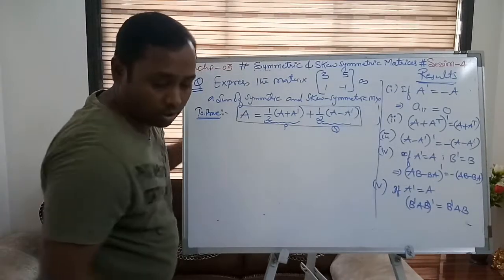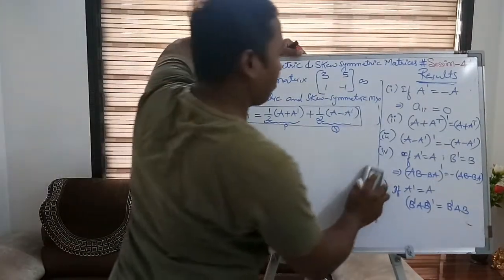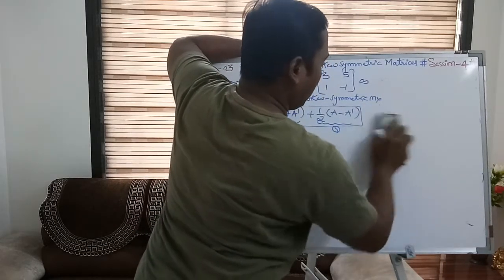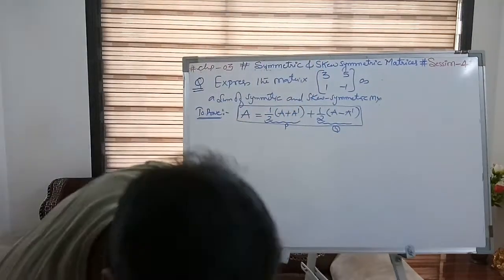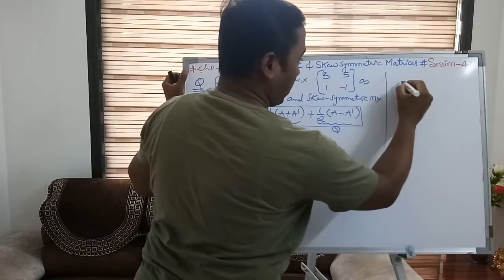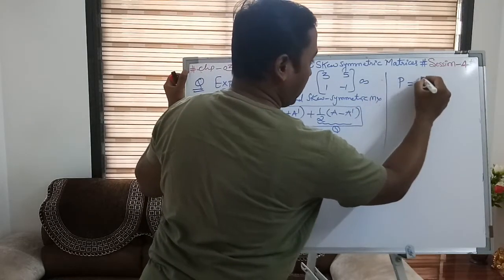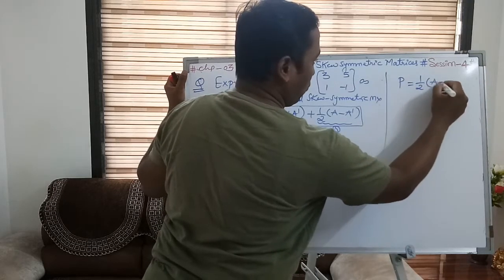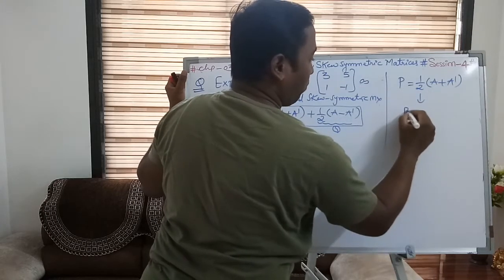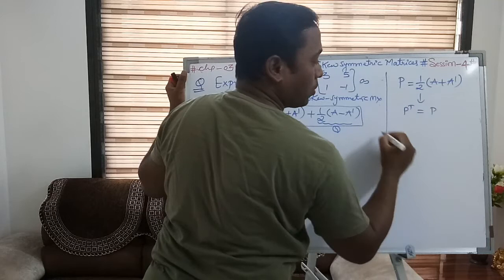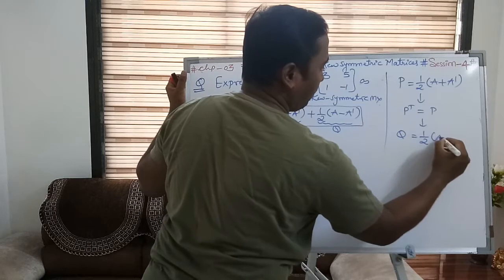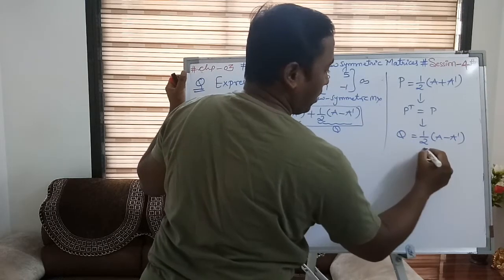Okay. So what is the procedure I am following? To prove this question, we need to follow some algorithm. What is the first step to be followed? First, I will find P, which is equal to half of A plus A dash. Then I will prove P dash, P transpose, is equal to P. Then I will take Q, which is equal to half of A minus A dash.